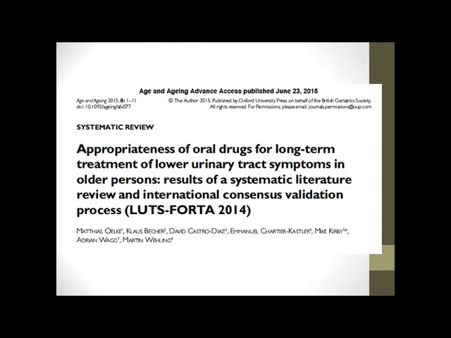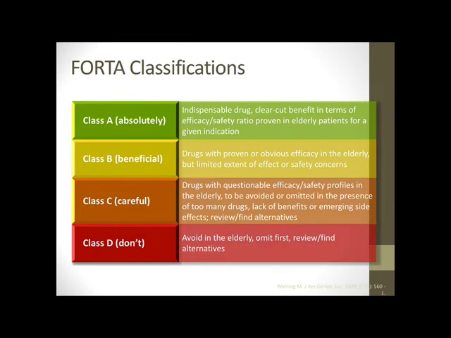And this was a study that came out last year, the LUTS FORTA trial, and it looks at the appropriateness of treatment for lower urinary tract symptoms, specifically in older people. I'll just briefly go over the FORTA classification. Class A are drugs that we know work well and we know are safe for our older people. Class B are drugs that have some proven efficacy, but we're still not sure about their safety. Class C, we're not sure if they work, we're not sure if they're safe. And Class D are the don't-use kind of drugs.